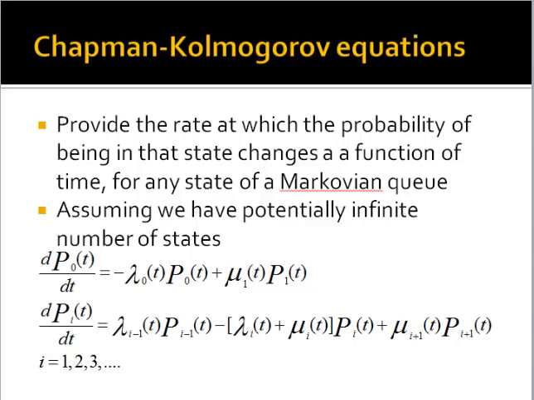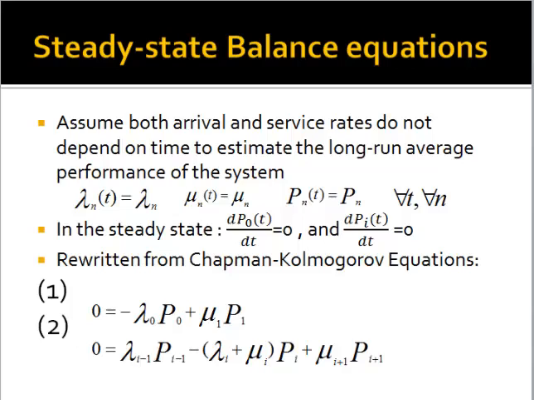If from those two equations, equation 1 and 2, we bring p i of t to the left-hand side, divide by delta t, and then take the limit as delta t approaches 0, we can obtain the Chapman-Kolmogorov equations. These equations provide the rate at which the probability of being in any state changes, as a function of time, for any state of a Markovian queue, assuming that we have potentially an infinite number of states.